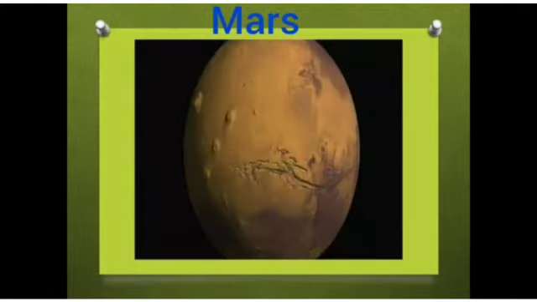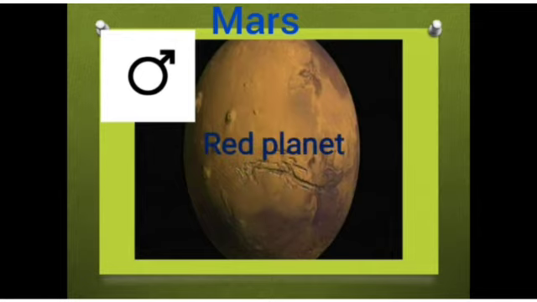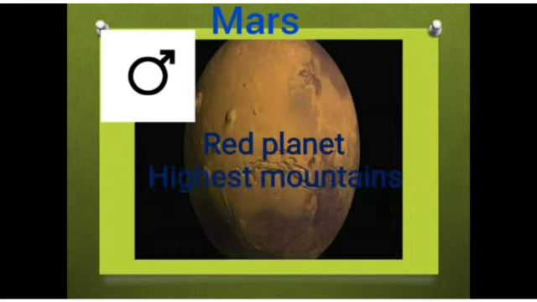Then we have Mars. This is the symbolic glyph of Mars. It is also called the red planet, and it has the highest mountains of all the planets of the solar system.